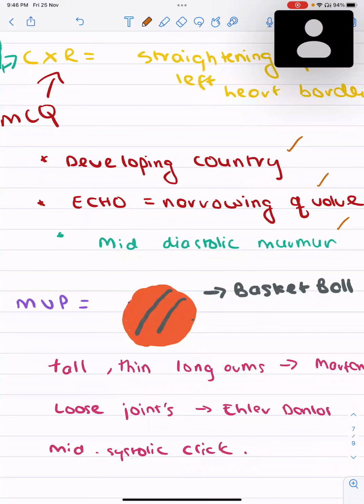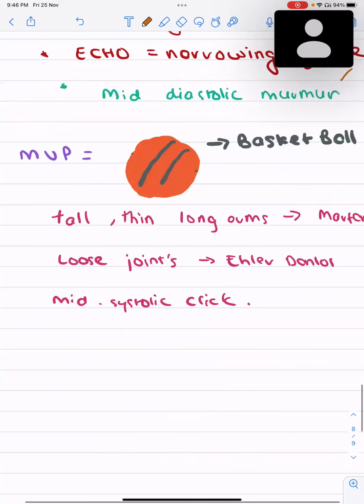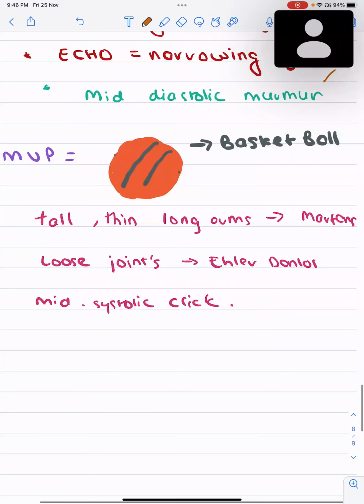Any question? Okay. So the last part of this adult murmurs is mitral valve prolapse. Just remember a basketball, all right? MVP is most very important person. So you can use the basketball mnemonic.